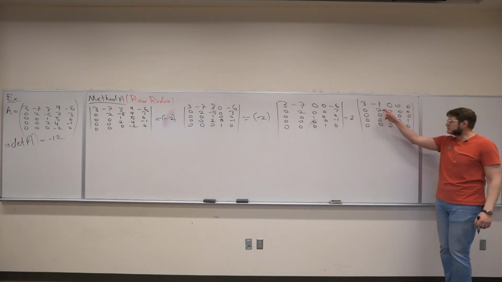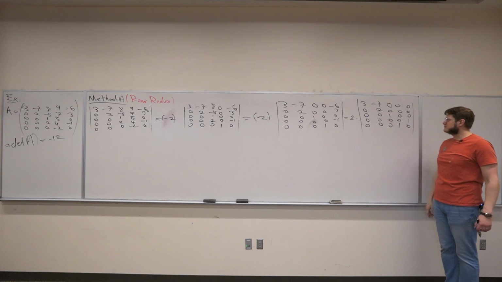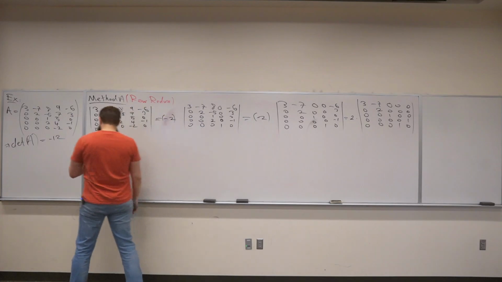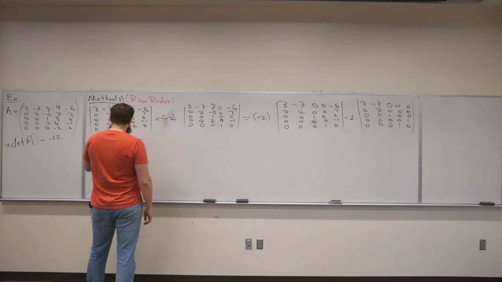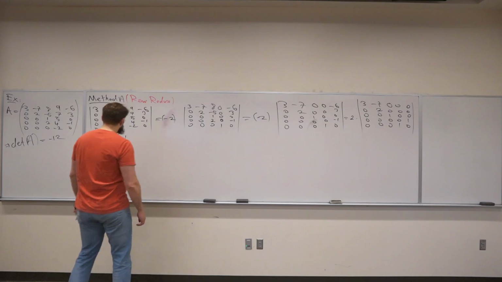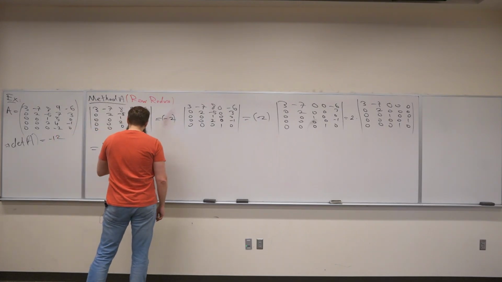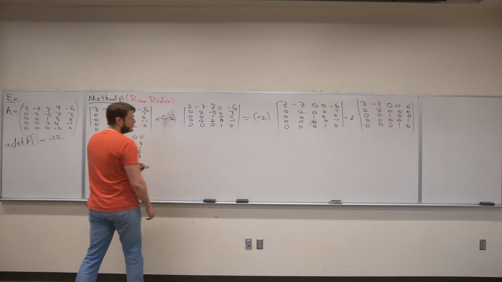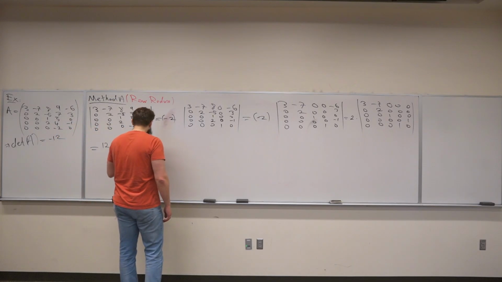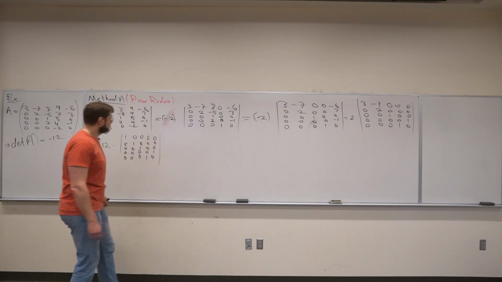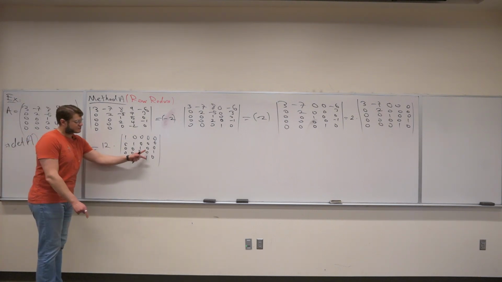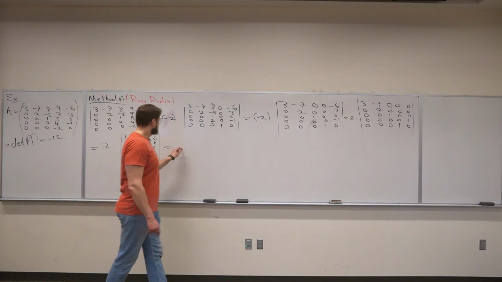Okay. Take another 2 out. Get rid of this minus 7. And then take a 3 out. So that's 12. 0, 1, 0, 0, 0. And then 0, 0, 1, 0, 0. 0, 0, 0, 0, 1, 0, 0, 0, 1, 0. Now that's a permutation matrix. And I know if I interchange once, I pick up a minus. But if I interchange fourth and fifth, I get the identity matrix. So that's minus 12.